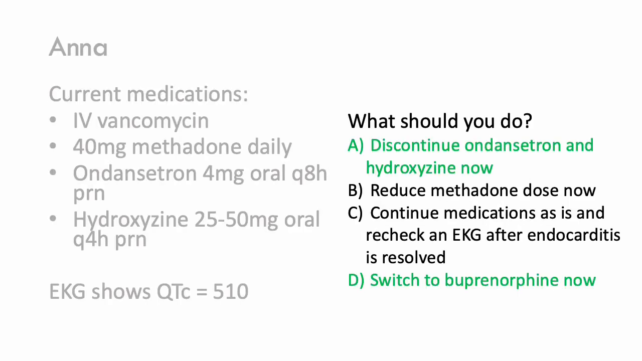So at this point, you do need to stop the other QT prolonging meds, and you need to see if she's willing to switch to buprenorphine, which is more likely to be an effective treatment for her than dose-limited methadone. If she is absolutely unwilling to switch, you would need a frank risk-benefit discussion with her about the high risk of sudden cardiac death on methadone, and that she will face probable future limitations on methadone dosing. And with the QT over 500, you might even need to reduce her dose now. Continuing as is isn't a good option.